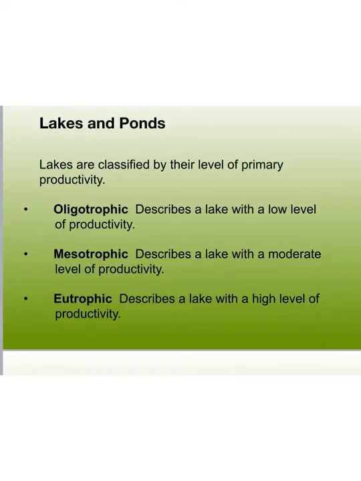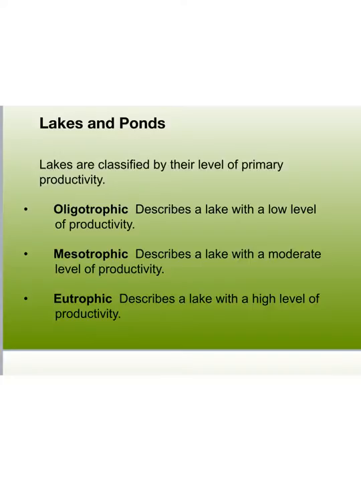There are three major types of lakes or ponds. We call those oligotrophic, mesotrophic, or eutrophic, however those are pronounced. Oligotrophic are lakes with a very low productivity. Low productivity means very low photosynthesis, and so oftentimes those lakes are very, very clear. Not a lot going on in a clear lake or pond.